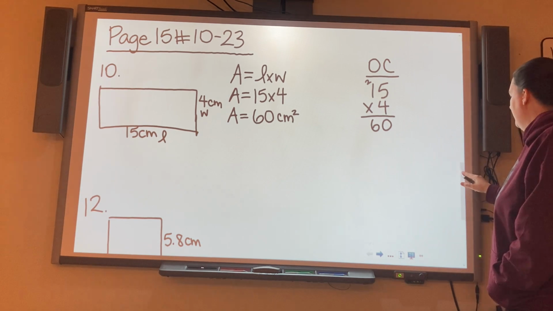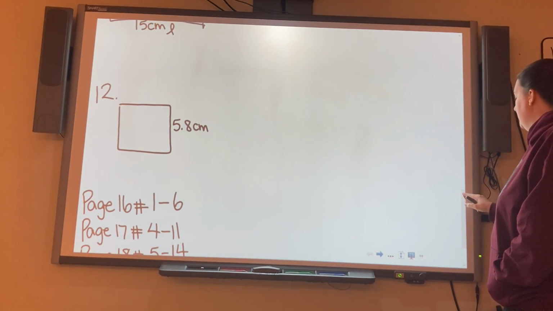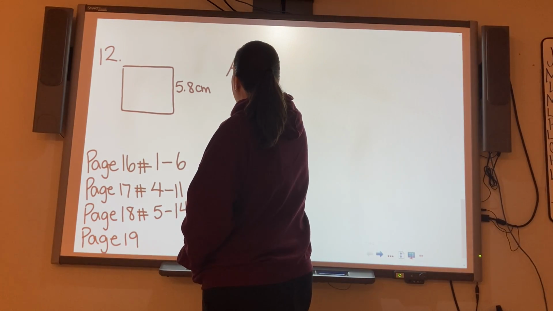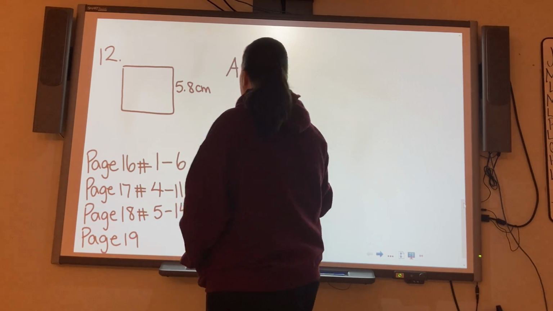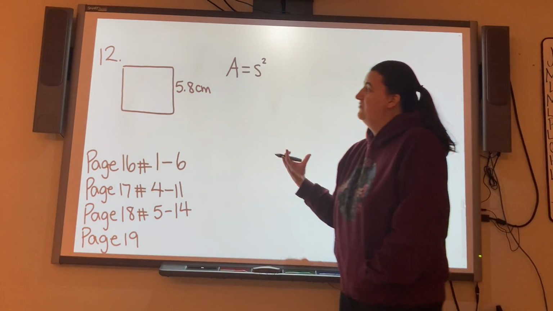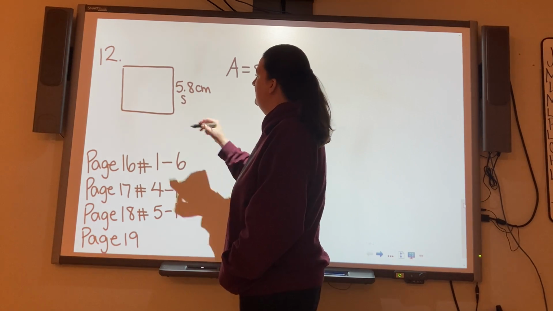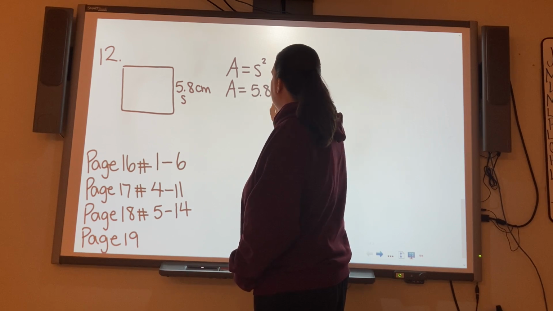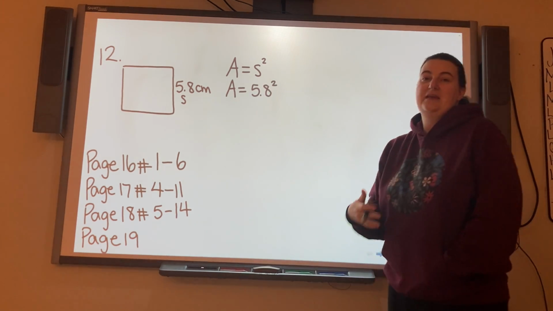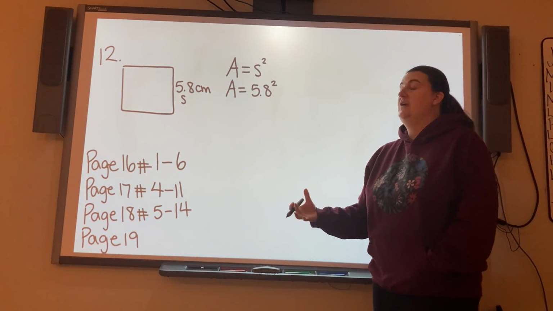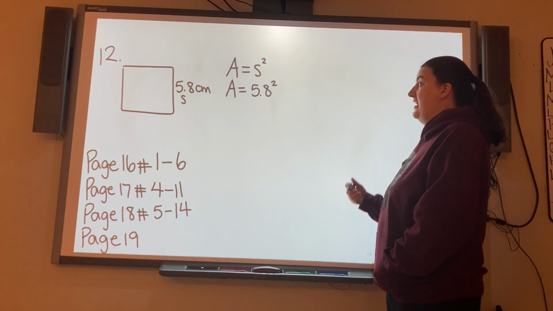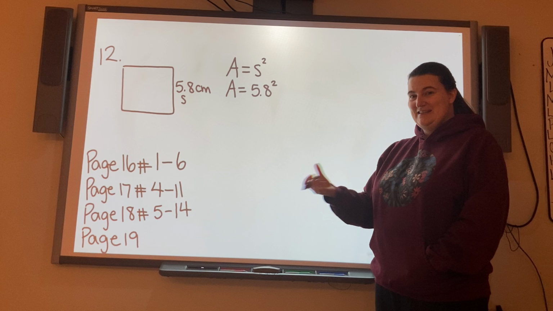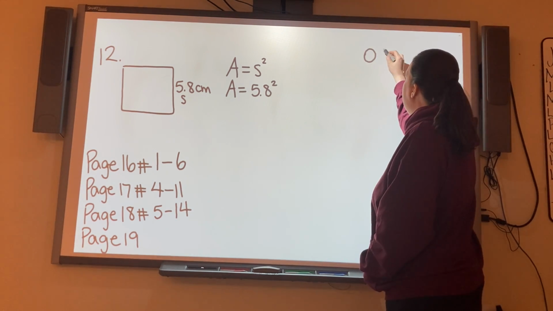All right, take a look at number 12. So number 12 is a square, as you can see. So that means we have to use a square formula. A equals S to the 2. And I know that S is the length of one side. So my S is 5.8. A equals 5.8 to the 2. And remember, it's an exponent. That doesn't mean 5.8 times 2. It means 5.8 times 5.8, right? Two 5.8s together. So you pop over to your outside calculation.